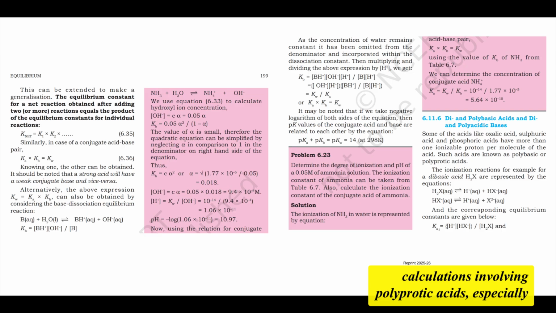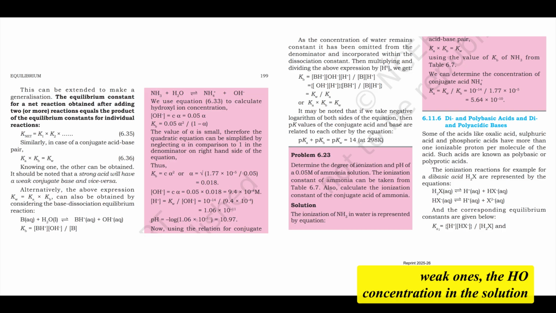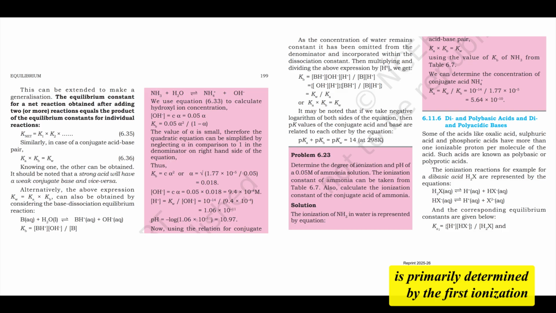For many practical calculations involving polyprotic acids, especially weak ones, the H3O+ concentration in the solution is primarily determined by the first ionization step, Ka1, because Ka2 and subsequent constants are usually much smaller. So you often only need to consider the first step to get a good estimate of the pH, unless specifically asked otherwise. Similar principles apply to polyacidic bases that can accept more than one proton. Okay, that makes sense. The first proton comes off easiest.